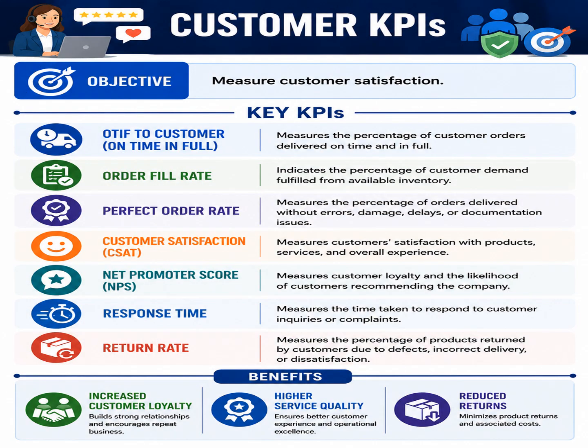The last stage in key performance mapping in a supply chain is customers. The objective of mapping customers' KPIs is to measure customer satisfaction, evaluate service performance, and strengthen long-term customer relationships. These key performance indicators help organizations assess how effectively they fulfill customer expectations and deliver value throughout the order fulfillment process.